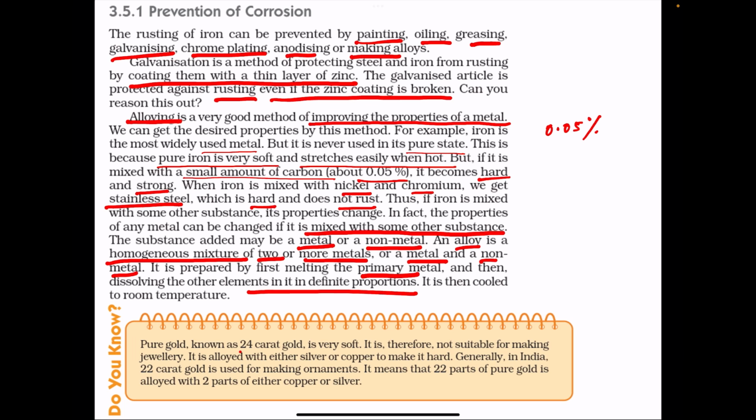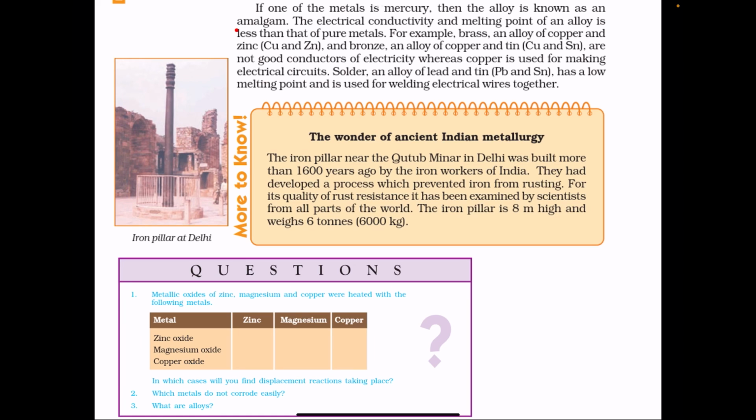What is pure gold? Pure gold, 24 karat gold, is very soft. It is not fit for making jewelry. But when it is alloyed with silver or copper, it becomes hard and can be used for making jewelry. Generally, 22 karat gold is used for making ornaments. It means that 22 parts of pure gold is alloyed with 2 parts of either copper or silver. What is amalgam? When preparing an alloy, if one of the metals is mercury, then the alloy is known as amalgam.